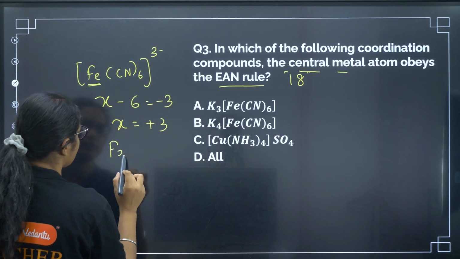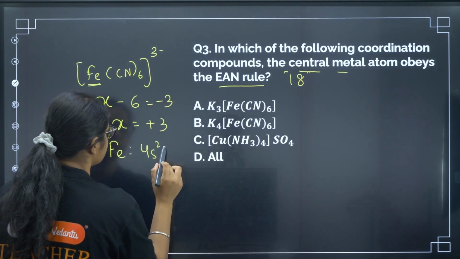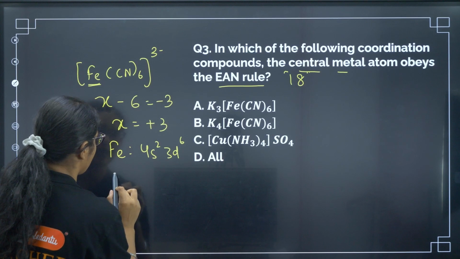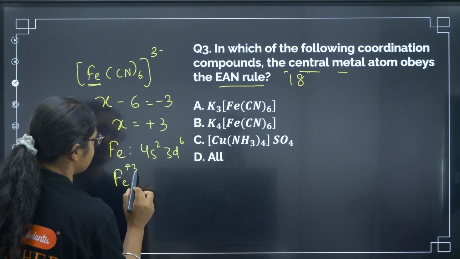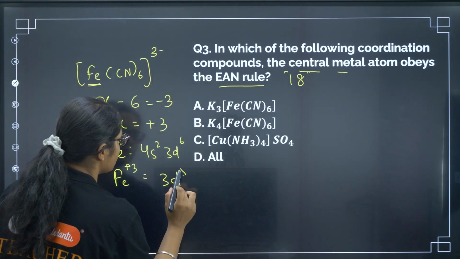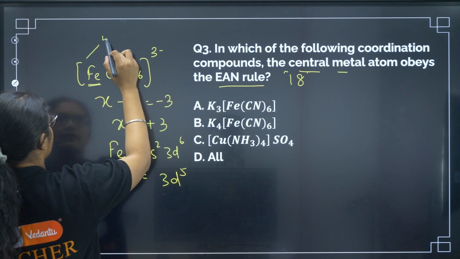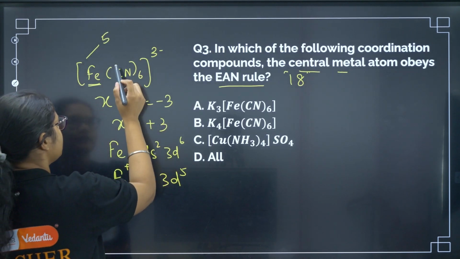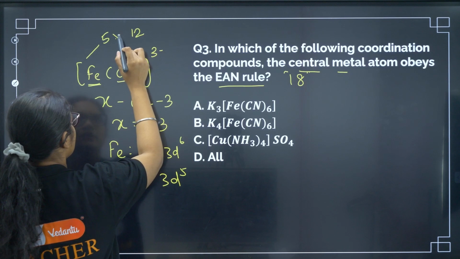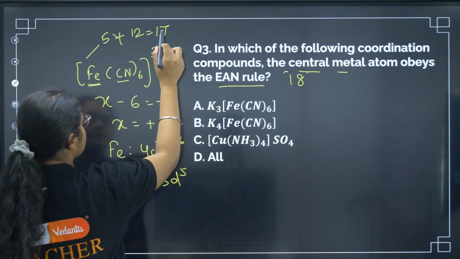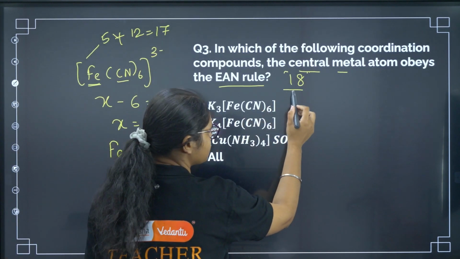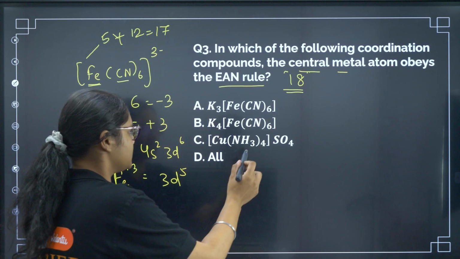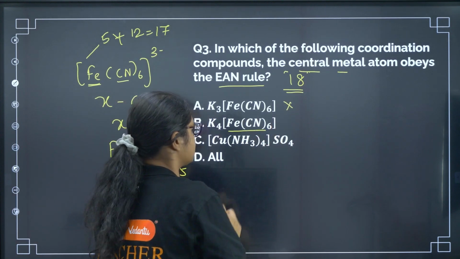So iron electronic configuration is 4s2 3d6. So if we have +3 in oxidation state, we'll get 3d5. So for iron we have 5 electrons. Then each ligand will donate 2 electrons. So total 6 into 2 we will have 12 electrons. So total our valence electrons will be 17. But according to EAN rule it should be 18. So this option is incorrect. Now let us see the next option.